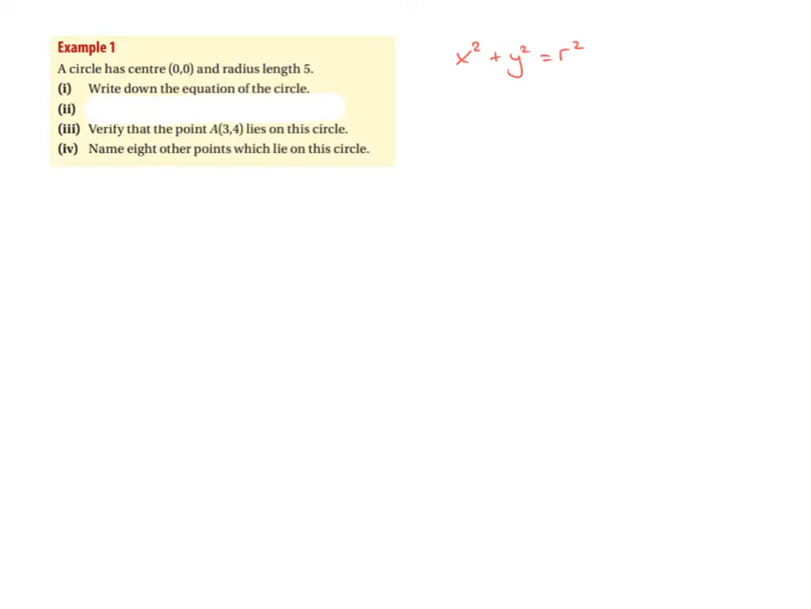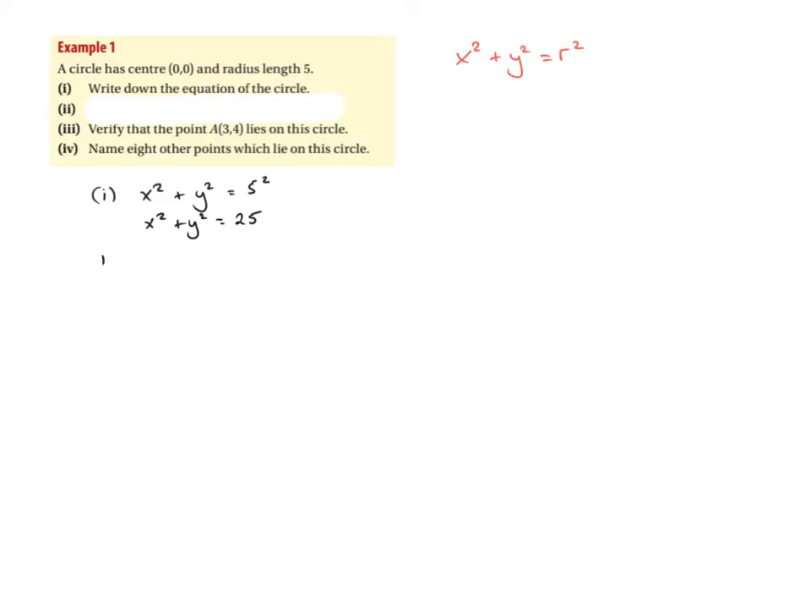Okay, so let's have a look at the example. It says a circle is centre 0, 0 and radius length 5. Write down the equation of the circle. Well, remember we said that it was x squared plus y squared is equal to r squared. So now it's just a case of putting the r in. So for part one, it's x squared plus y squared is equal to 5 squared. Tidy it up, x squared plus y squared is equal to 25.